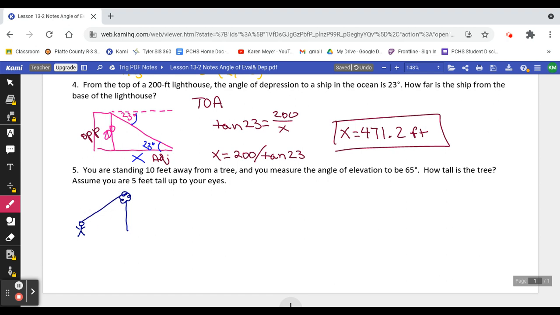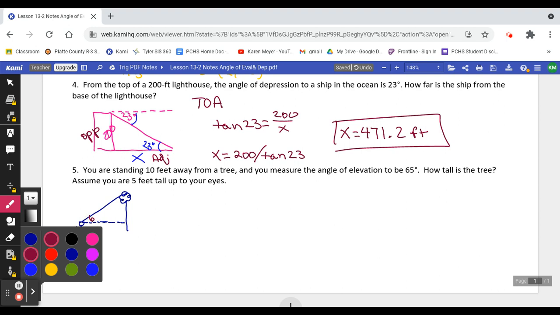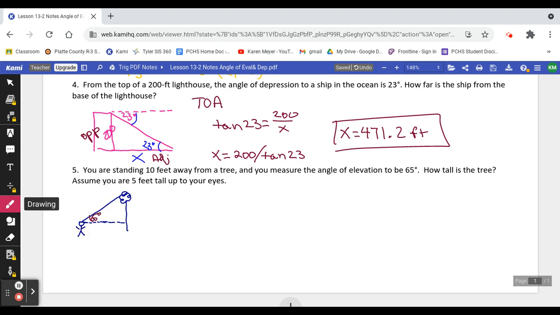So I'm looking upwards. Okay, so I'm not going to use the bottom of the ground. I'm going to use from my line of sight. So I'm drawing my right triangle in up here. So my angle is 65 degrees. We are 10 feet away from the tree, so that's going to be the bottom. And my job is to figure out how tall the tree is. So first, I'm going to have to find the height from my eyes to the top of the tree. Okay, so I'm going to call this side over here H. I used H, not X.